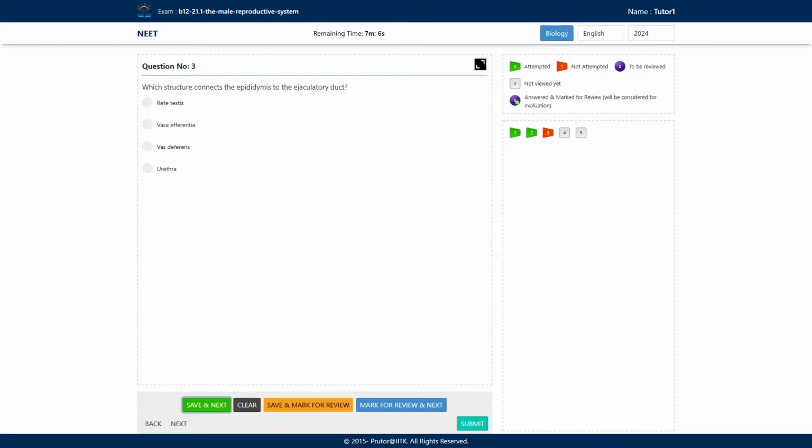Next question, which structure connects the epididymis to the ejaculatory duct? Okay, epididymis is a part of the accessory duct. Which structure is connecting the epididymis to the ejaculatory duct? What are the options? Rete testis, vasa efferentia, vas deferens, or urethra?